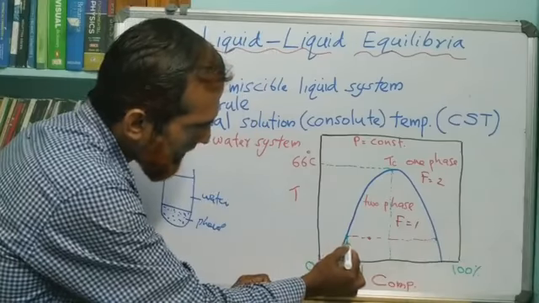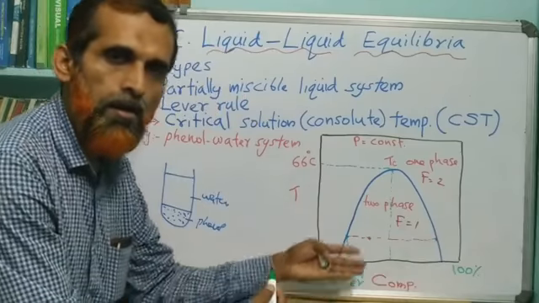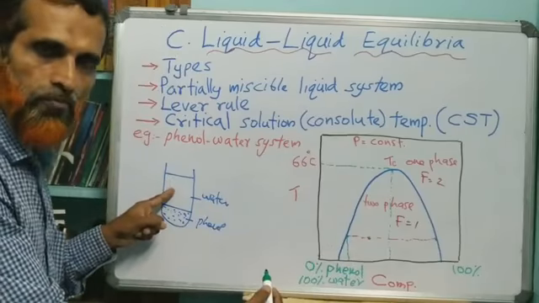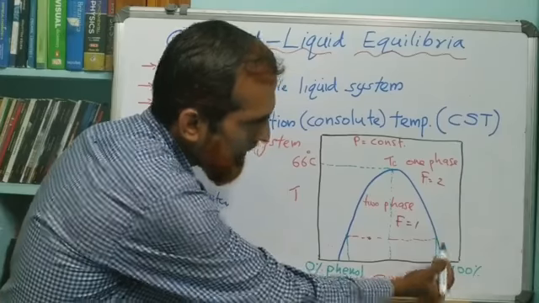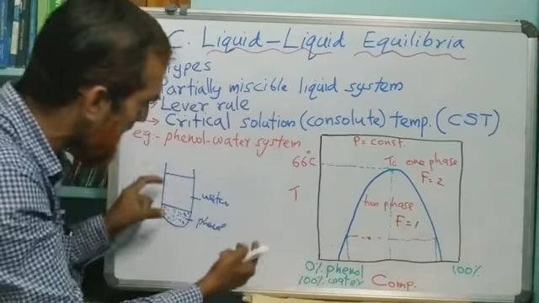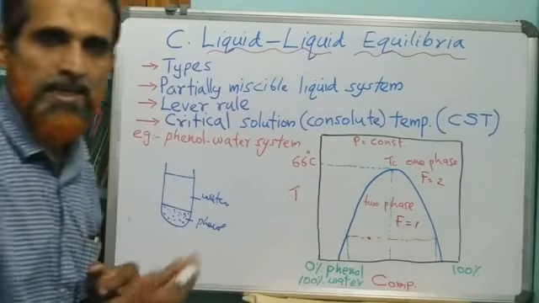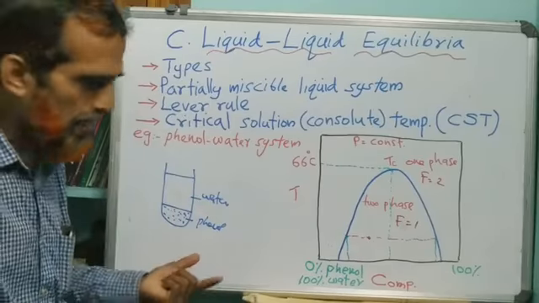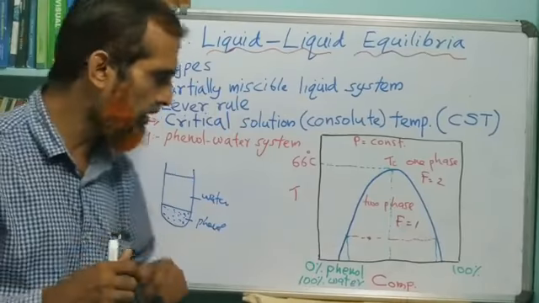Now this is the composition of which one? On this side the major component is water, so this point represents the composition of the water layer, and the other point on the curve, if you go down, gives the composition of the phenol layer. You understand? So you get the composition of the 2 layers from this curve. If you keep temperature constant, even if you add any amount of phenol, the composition of the 2 layers remains constant. That is a property of conjugate solutions in equilibrium.